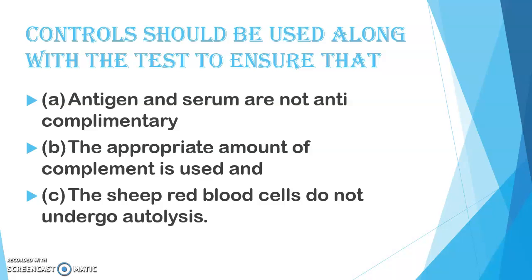Now, we will see that controls should be used along with the test to ensure that antigen and serum are not anti-complementary, the appropriate amount of complement is used, and the sheep red blood cells do not undergo autolysis.